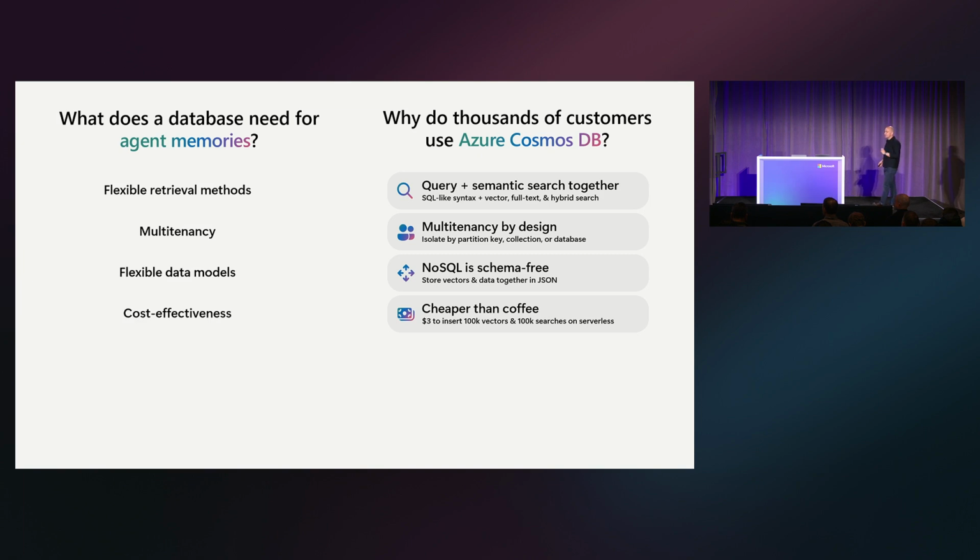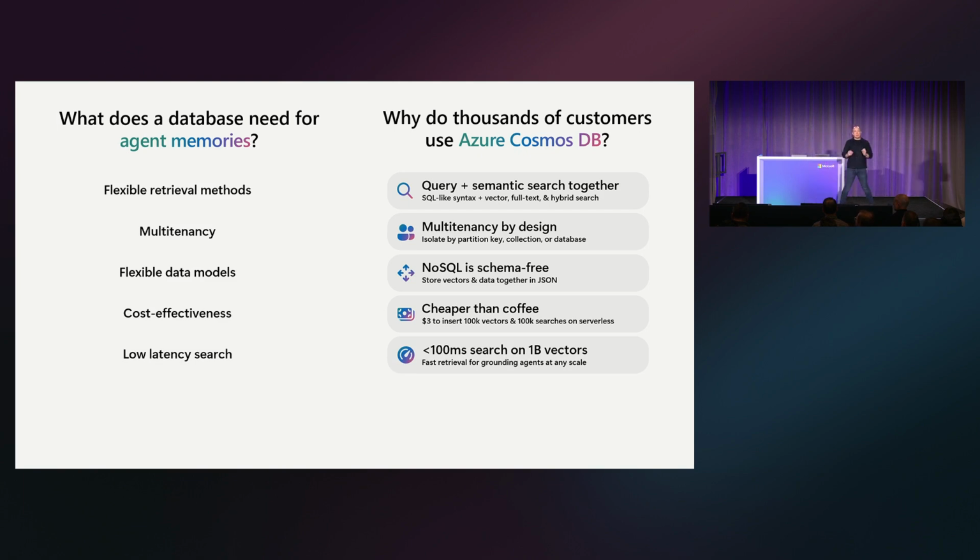Cost effectiveness is key here. So thanks to the Microsoft DiskANN vector indexing algorithm, executing vector search or semantic search on Cosmos DB is cheaper than a cup of coffee. If you use Cosmos DB serverless, you can insert 100,000 vectors and do 100,000 vector searches for under $3. It's incredibly cost-effective to get started with your agentic applications.